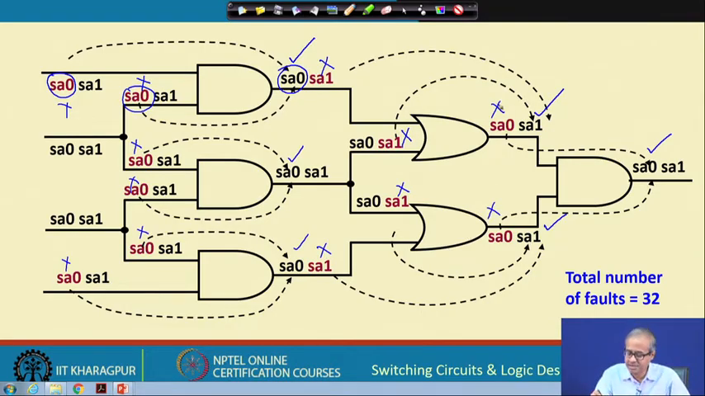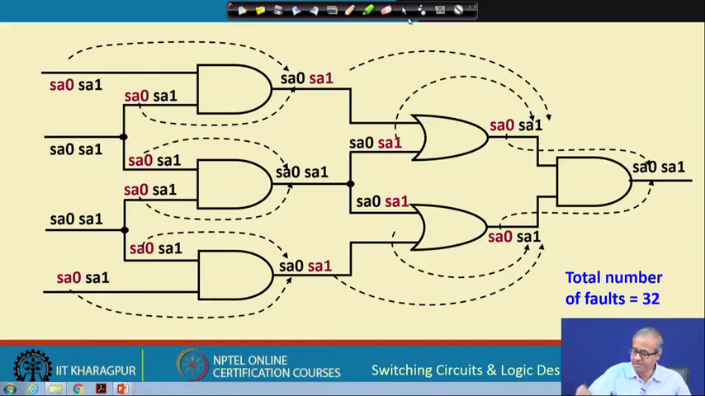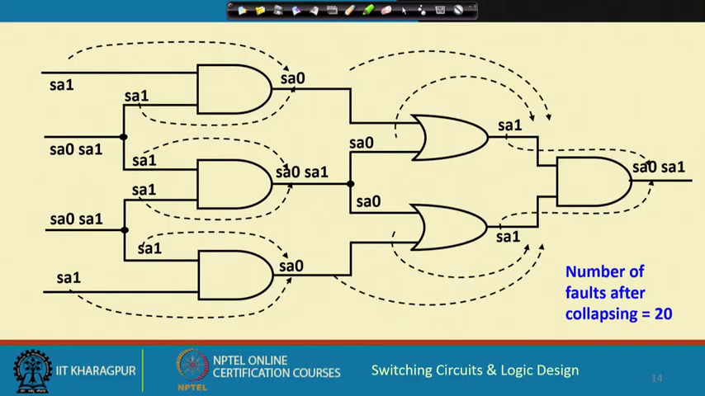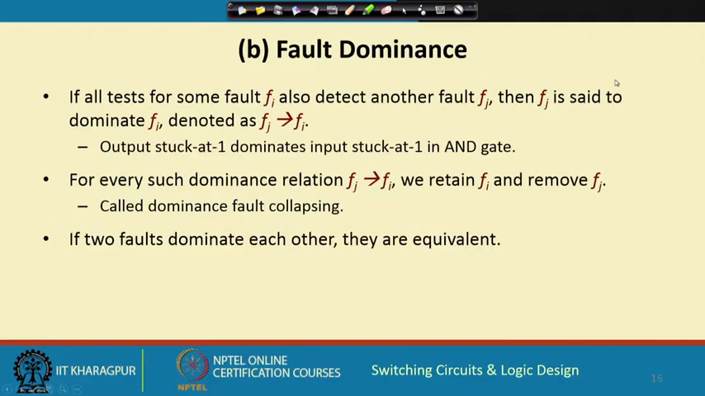So, how many have I deleted? 1, 2, 3, 4, 5, 6, 7, 8, 9, 10, 11, 12. In the original circuit, the number of faults was 32. Okay? And after deletion, so I have removed the red marked ones, I am left with 20. This is what is meant by fault collapsing. After fault collapsing using equivalent faults, I am able to reduce the number of faults. Okay? This is one technique, and the other technique is called fault dominance.